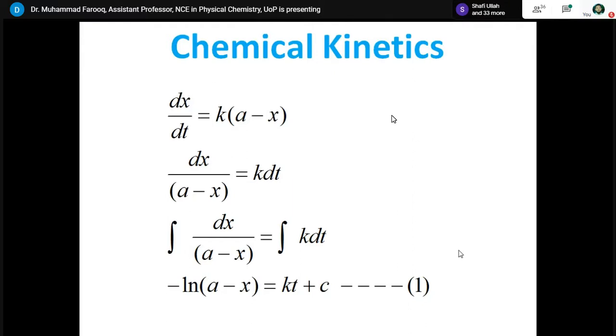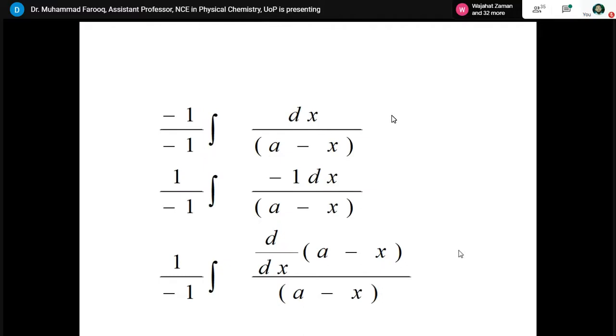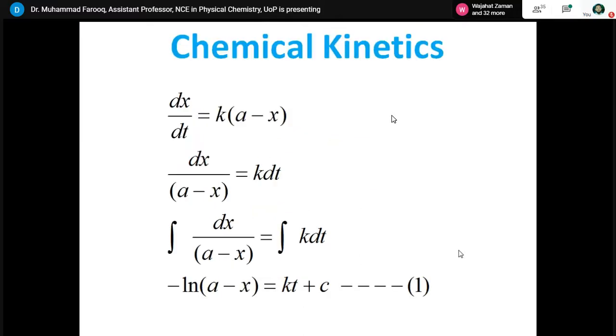So if a function is in the denominator and its derivative is present in the numerator, we can take directly log of a minus x. You can see log of a minus x, this minus is from minus one. So this is a very lengthy procedure. I can write down minus log of a minus x. Now in the integration, dt you can cancel with each other, so you will be left with kt plus some constant, and in the case of integration you put some constant which is plus c. Now you got how we can get this from the above equation.